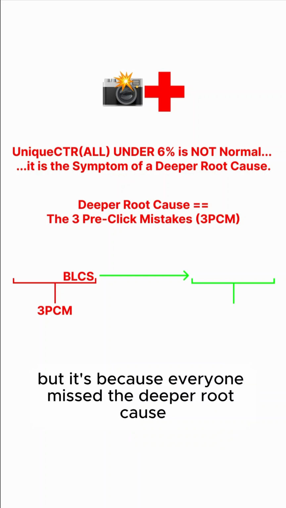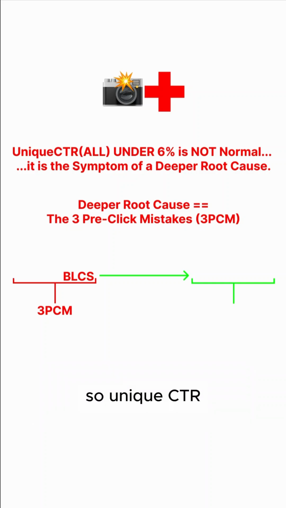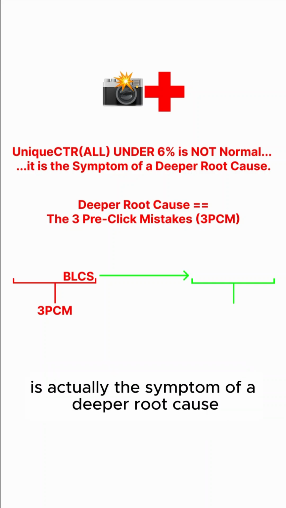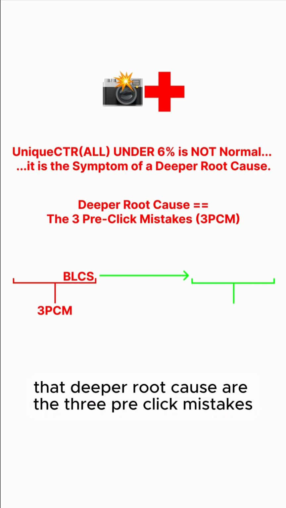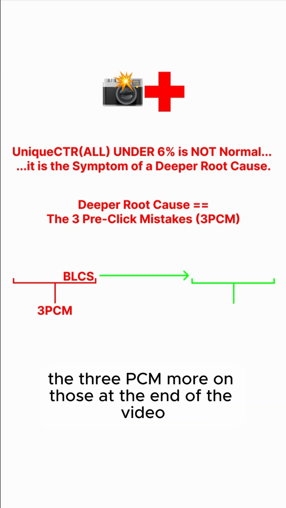Everyone believes it's normal, but it's because everyone missed the deeper root cause. So unique CTR under 6% is actually the symptom of a deeper root cause. That deeper root cause is the 3 pre-click mistakes, the 3 PCM. More on those at the end of the video.